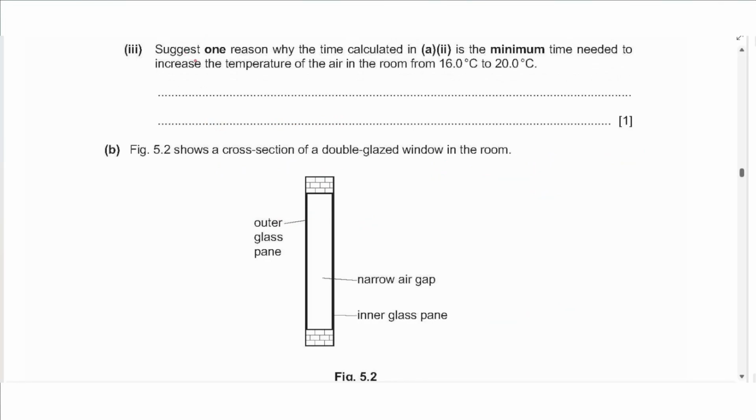Part II says, suggest one reason why the time calculated in A I is the minimum time needed to increase the temperature of the air in the room. So if we need more time, that means that we are losing heat. So this is due to heat lost to surroundings.